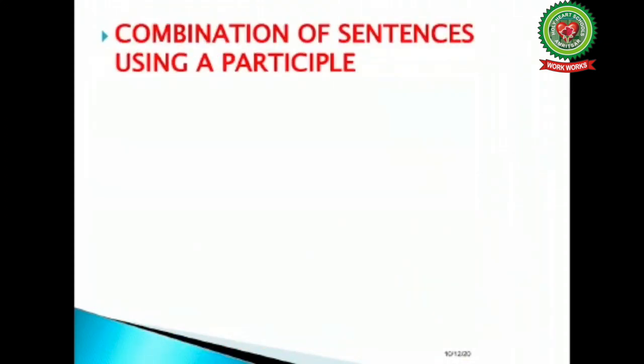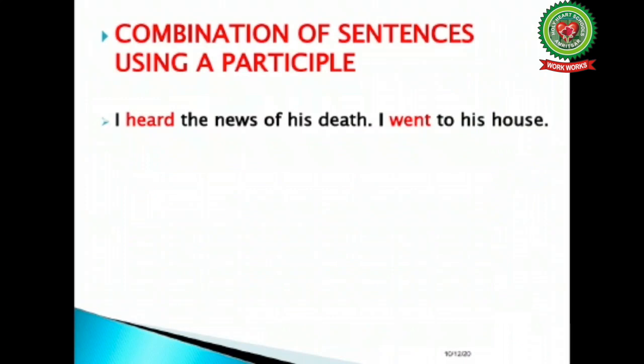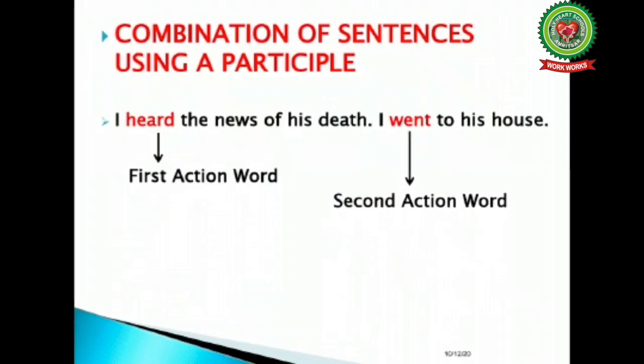Let us proceed to the next slide. Combination of sentences using a participle. I heard the news of his death. I went to his house. We can combine these two sentences into a single sentence by using a participle. The subject I is same in both the sentences. Children, there are two actions. The first action is heard and the second action is went.